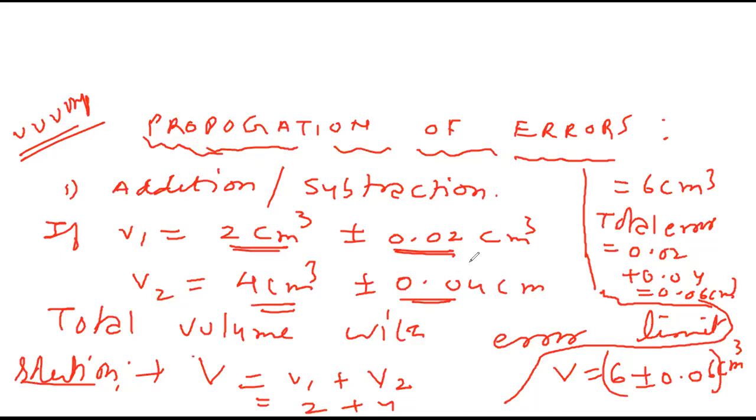Just copy this, then we'll see what will happen in subtraction. So the actual operation you will perform first, then the rule comes. While adding, error gets added.